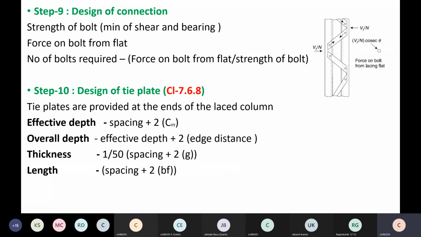Since we are providing bolted connections, we have to determine the strength of the bolt and the number of bolts. We know how to calculate shear capacity and bearing capacity, as you have already solved in the first tutorials. Calculate the shear and bearing capacity of the bolt of 16 mm dia. You know the pitch is 2.5 times D, edge distance is 1.5 times DH. Substitute all these things and calculate the strength of the bolt in shear and bearing. Take the minimum, and we get the design strength of the bolt.